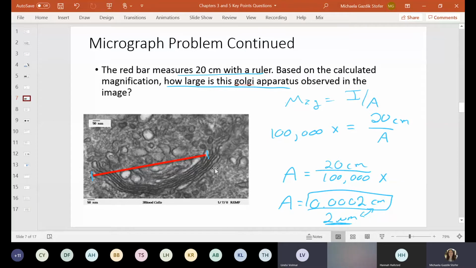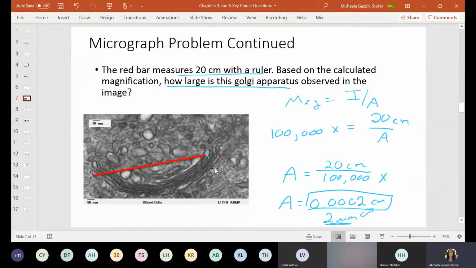Does that help? Yeah, so the second one, it's the actual size of exactly what you just said, the specimen, whereas the first one, you're just using it to understand how much it's magnified. Right. And sometimes a problem will tell you the size of the magnification.